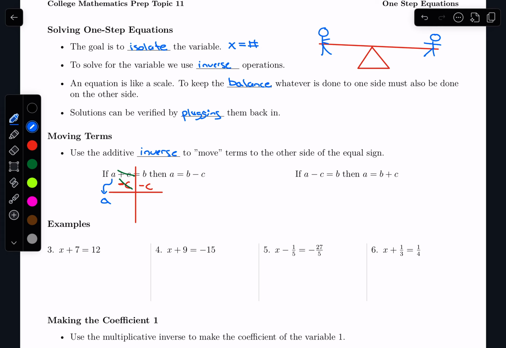Now, my vertical line is my equal sign, so I'm just going to put an equal sign through it. And on the right side, it says B minus C. Those are not like terms. B and C are different variables, so I cannot combine them.